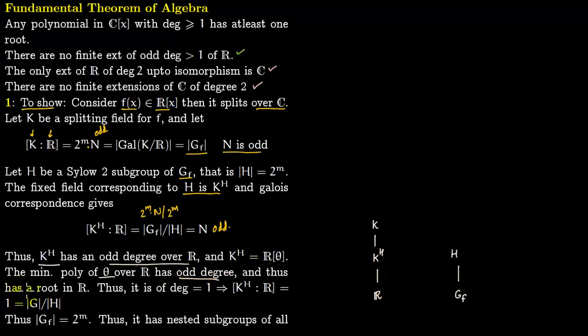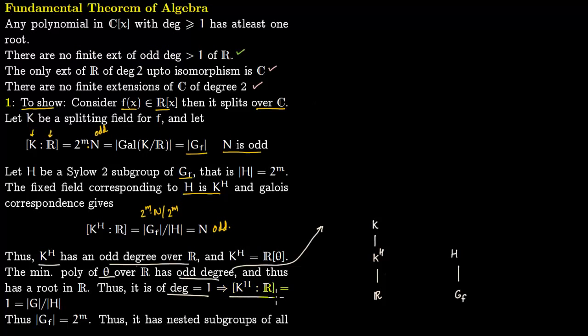So if the degree is 1, it automatically has a root. Otherwise, once you have a polynomial of odd degree over R, you can use the intermediate value theorem and say that it has a root. So if it has a root, then obviously this theta would lie in R, because you can solve for theta over R. Or you can just see that this is odd, so the degree has to be 1, because there is no finite extension of odd degree greater than 1.